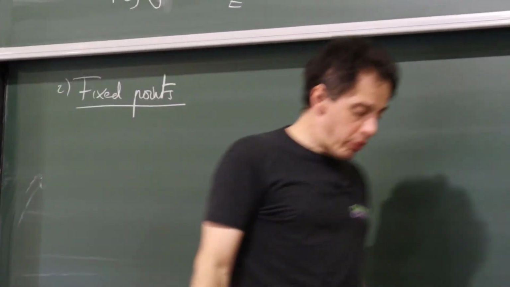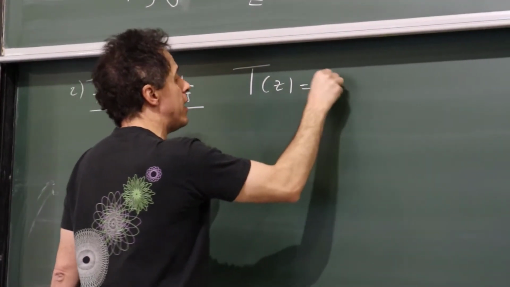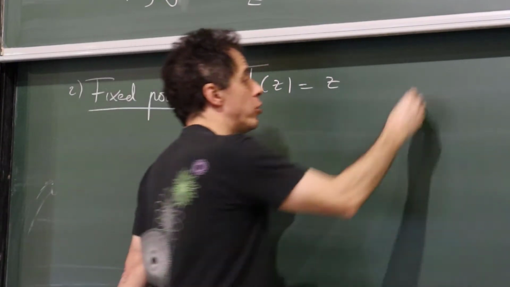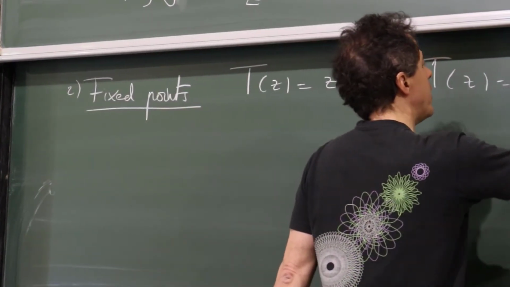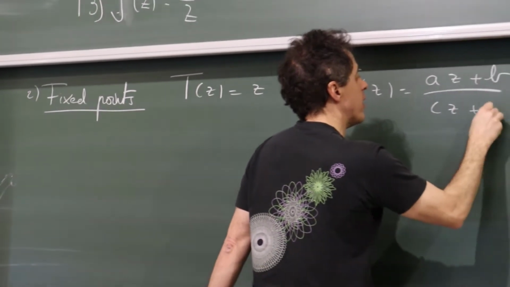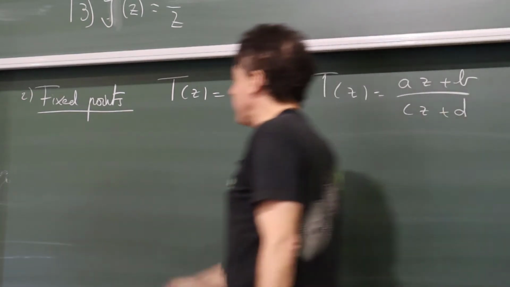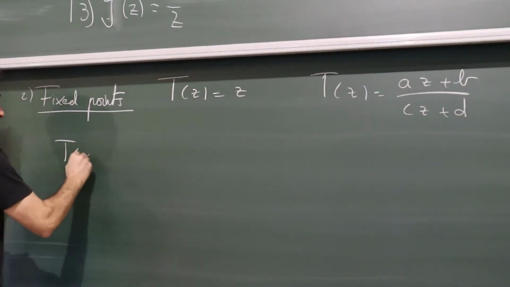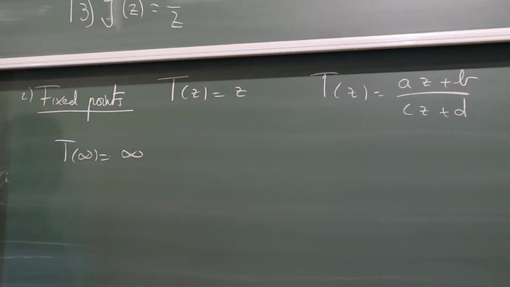Fixed points. So we are going to study the set of points that are taken into themselves by a Möbius transformation T. Okay? So again, consider two cases. First of all, assume that T of infinity goes to infinity. So infinity is already a fixed point.